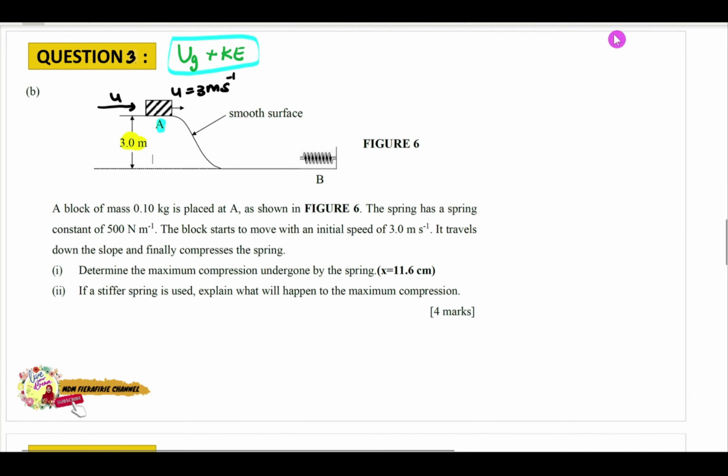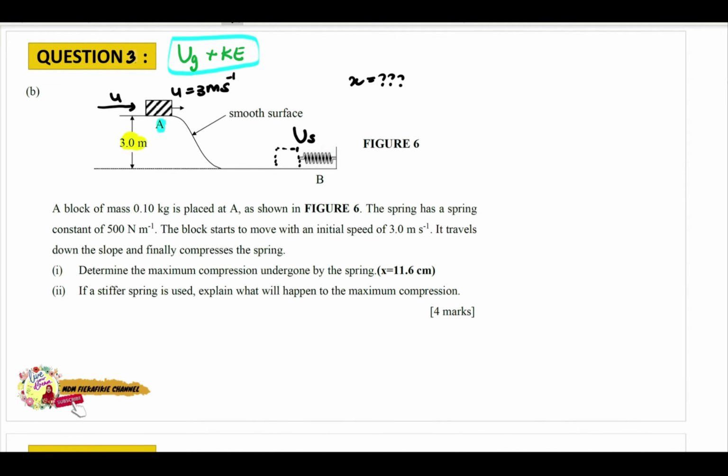And then what happened to the block? It travels down the slope and finally compresses the spring. Okay, you can see here. So the object will move until it compresses a spring at point B. And then the first calculation: determine the maximum compression by the spring. So maknanya kita nak kira compression dia X lah. So bila spring compress, dekat point B dia mesti ada elastic potential energy.